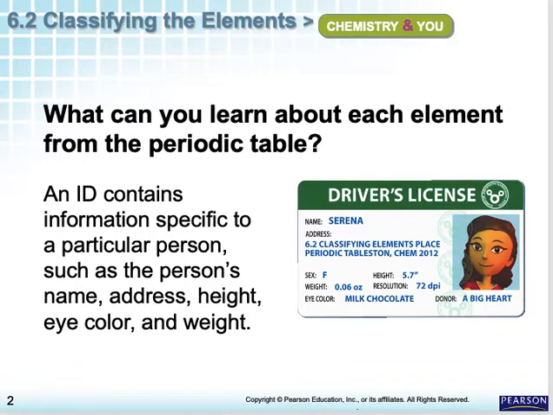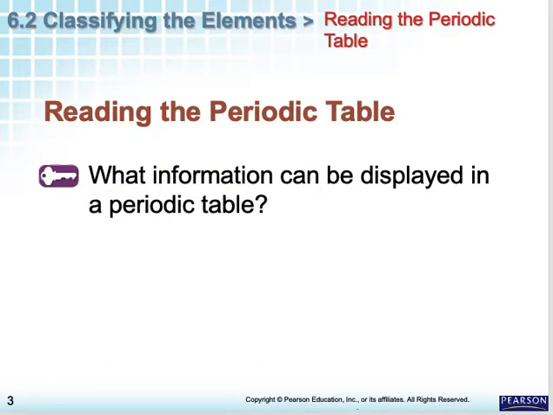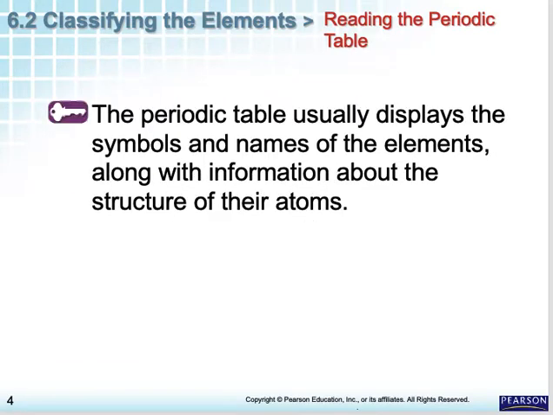So we have an ID picture, but we also have some other information on our driver's license, like our height, our weight, our address, eye color, and it helps to identify us if it's ever needed. What information can we get off the periodic table similar to an ID? Well, it usually displays the symbols, sometimes the name, sometimes not. It does also tell us things like its atomic number and its atomic mass, the average atomic mass. And it can sometimes give us other information.